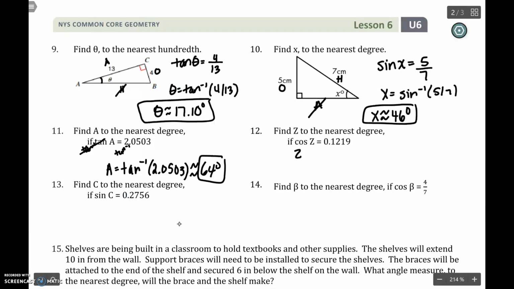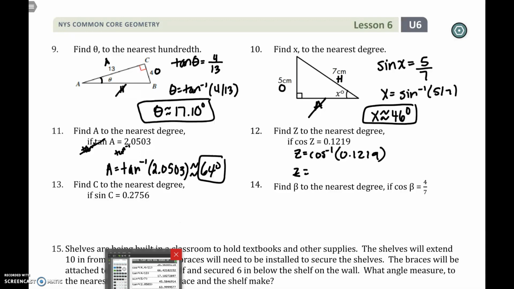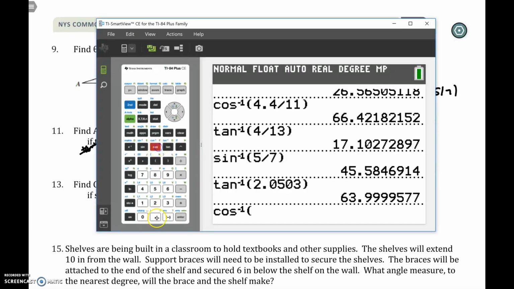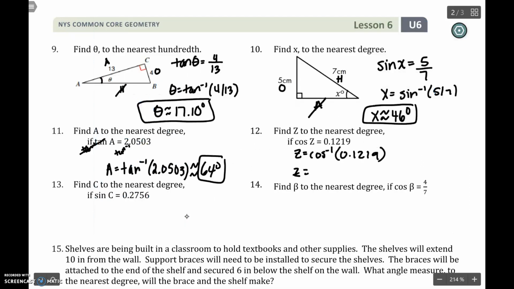So here we'll do the inverse cosine on both sides. And then you're just typing it in exactly like that. You have basically one less step to do. Sometimes that throws people. So second cosine, 0.1219, is 82.99, approximately 83 degrees.